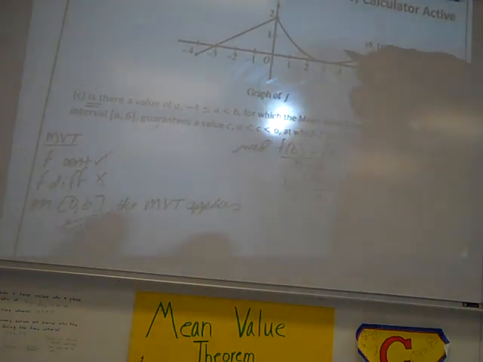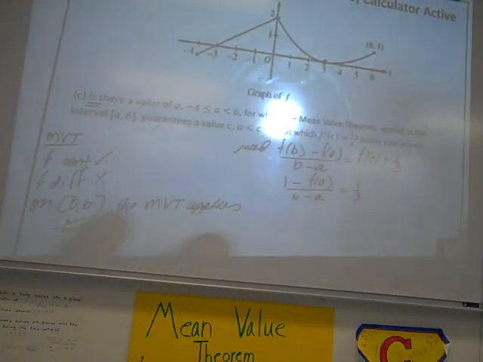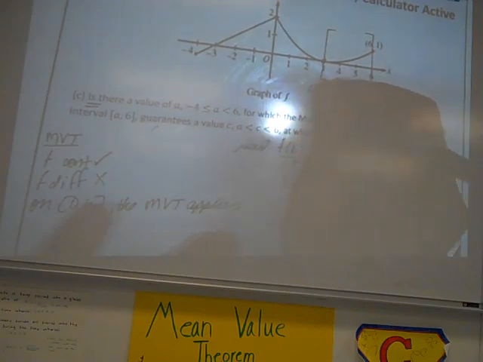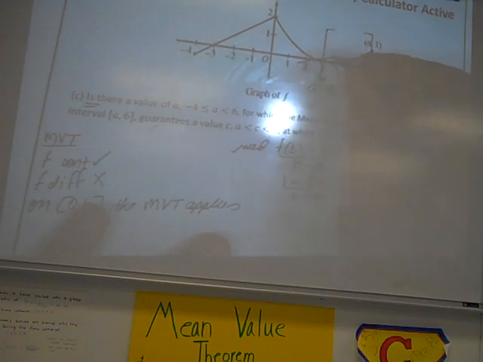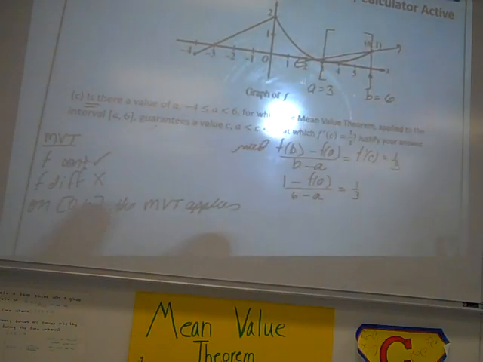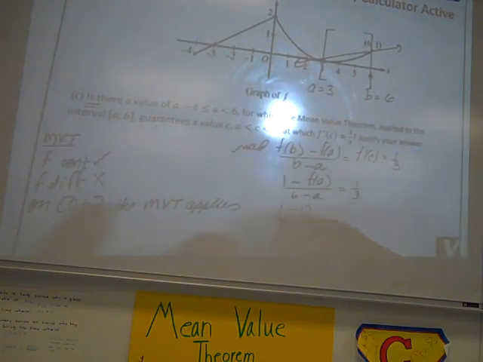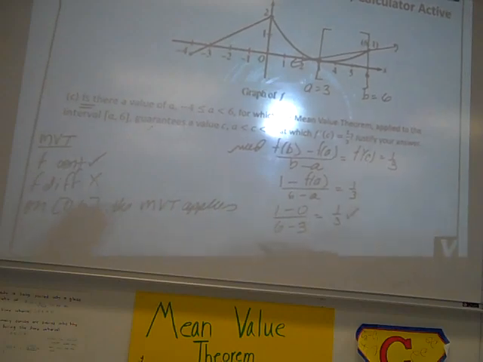And I started over here at x equals 3. If this is the interval that I look at, if the slope starting from a equals 3 to b equals 6 is 1/3, then I'm guaranteed a value of c. So let's see, if a is equal to 3, f of a is equal to 0. 1 minus 0 over 6 minus 3 is 1/3, check.